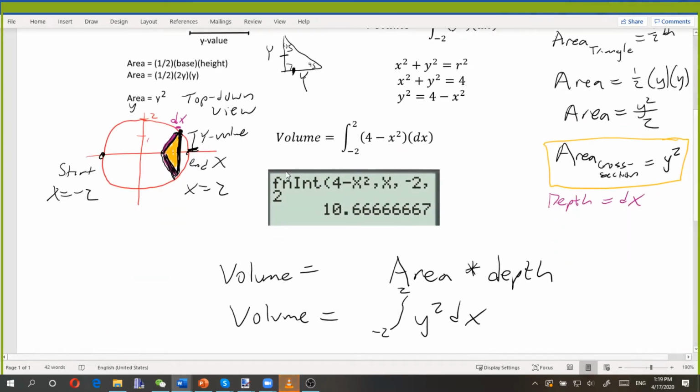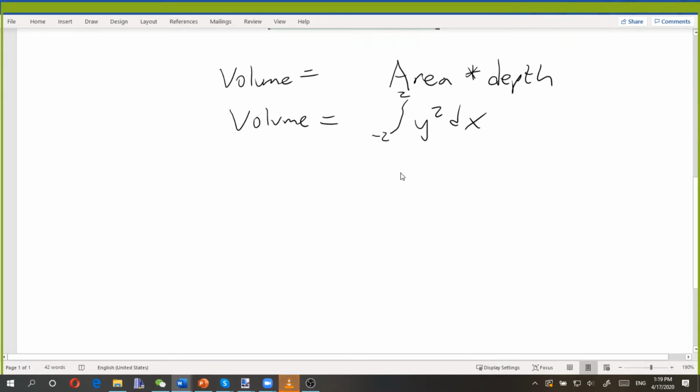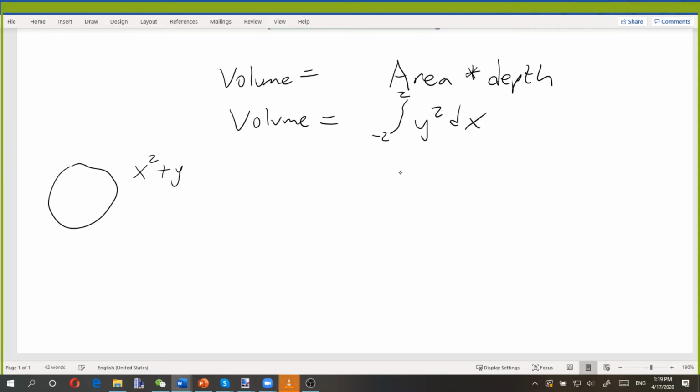I'm going to rewrite really quick to just explain what's going on. So the equation of a circle is x squared plus y squared equals r squared. We were told that our radius is 2, therefore the equation of our circle is x squared plus y squared equals 2 squared, or x squared plus y squared equals 4.